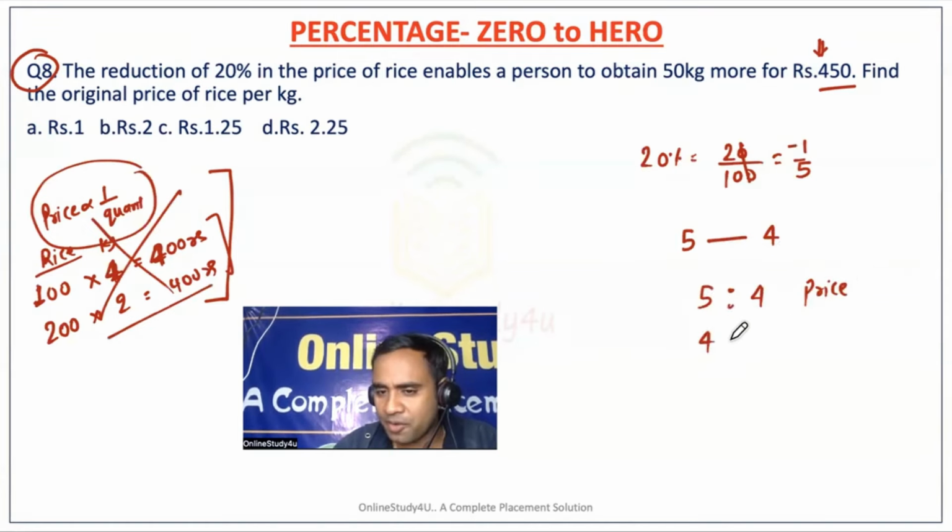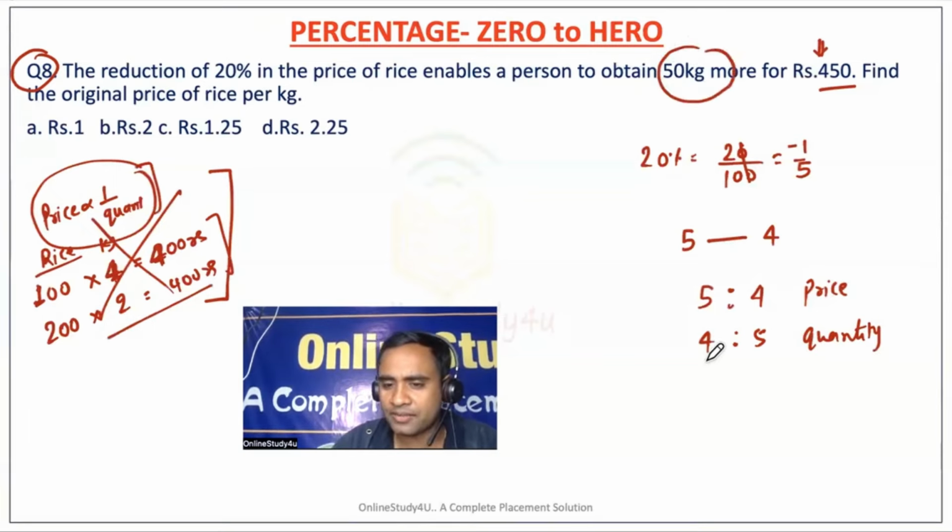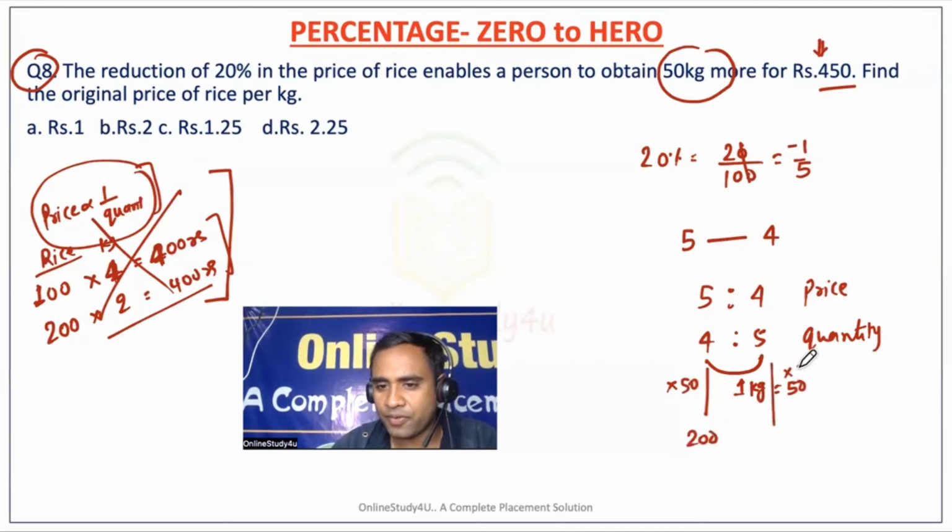Now quantity ratio will become what? Because price and quantity are inversely proportional, this will become 4:5, right? So this is quantity wise. Now, a person is enabled to obtain 50 kg more. Here the difference is nothing but 1 kg, but actually it is 50 kg. So 1 will be equal to 50. So 4 will be equal to 4 into 50, 200, and 5 into 50 will be nothing but 250, right? So earlier he was buying 200 kg and now he is buying 250 kg.